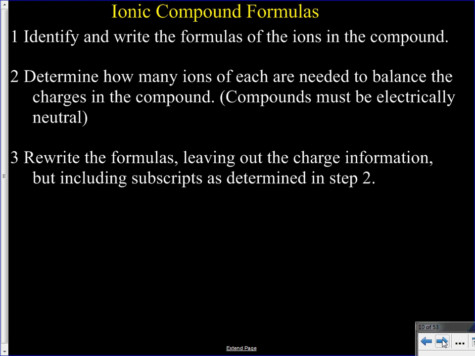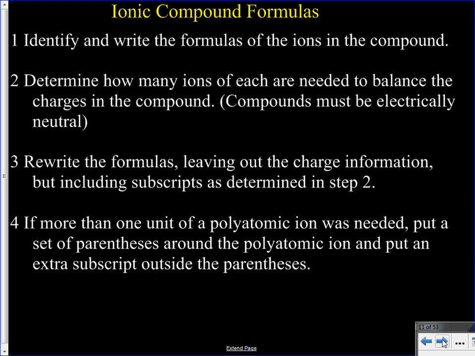But once in a while, we're going to have some of these compounds that contain a polyatomic ion, and so when we write the formula, sometimes we need more than one of those polyatomic ions to balance out our charges and make our compound electrically neutral. And if that's the case, we're going to have to write down that polyatomic ion, and if we need more than one, we're going to have to put parentheses around it and give it an extra subscript outside the parentheses to tell how many of those polyatomic ions are required.